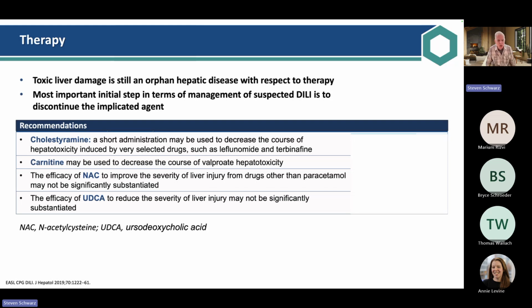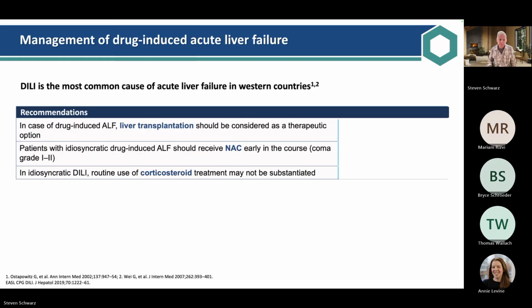The use of URSO has never been shown to be efficacious. Keep in mind that DILI is the most common known cause of acute liver failure in the US and the UK. Remember that drug-induced ALF will often lead to liver transplantation. The exception, of course, is acetaminophen, which has a high rate of recovery if treated promptly.